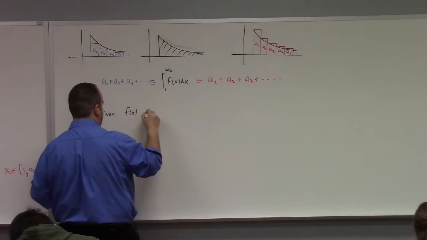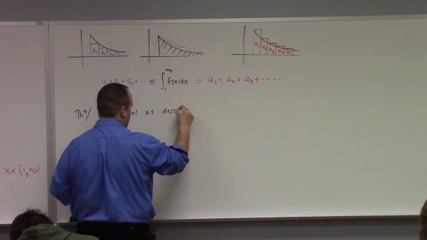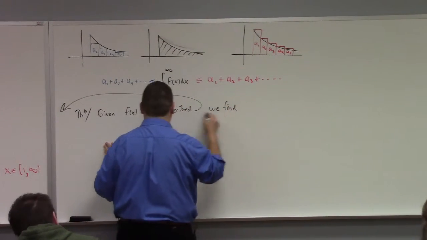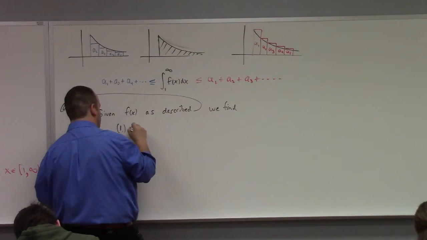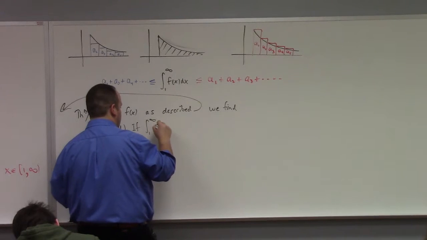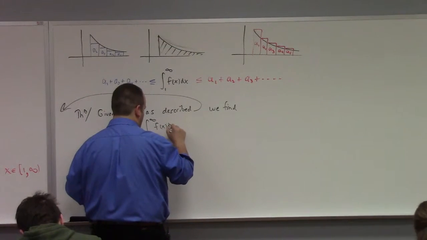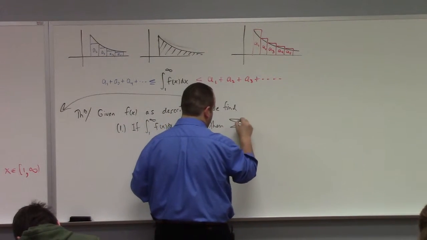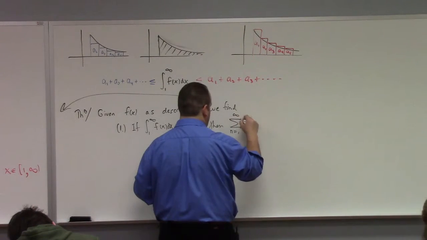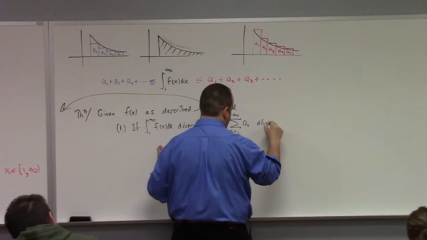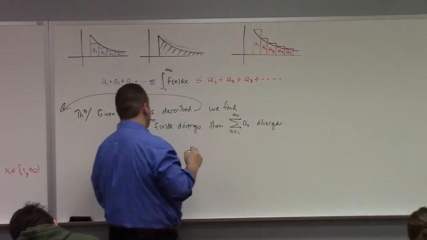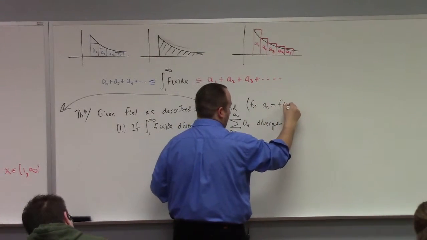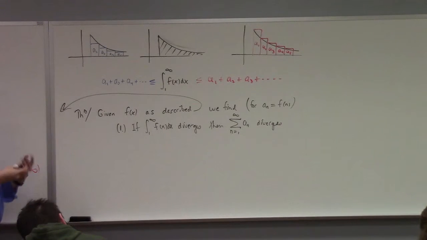Given f of x as described over there, we find three things. One, if the integral from 1 to infinity of f of x dx diverges, then the series n equals 1 to infinity of a sub n diverges. And this is, of course, for a sub n equal to f of n, all right? So I'm sticking with the notation I've laid out so far today.